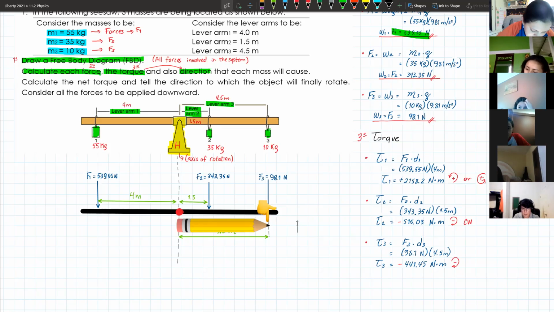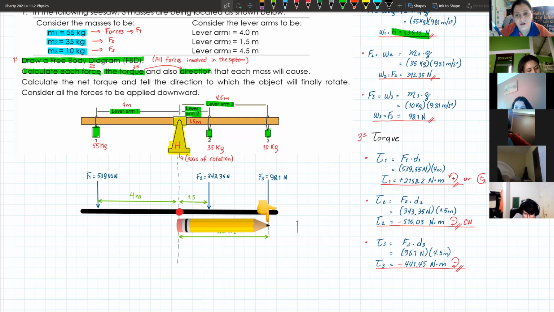Now that you have all your individual torques... I don't know why. It comes out like that, how strange. That's what we do. But I have no idea why this is. Okay, yeah. Okay, like that.